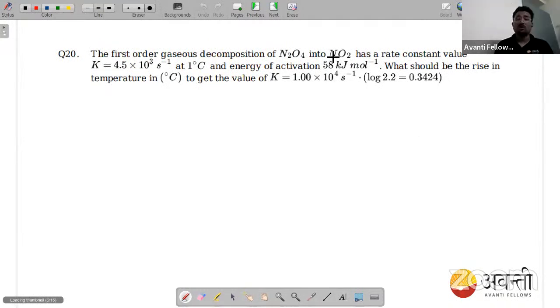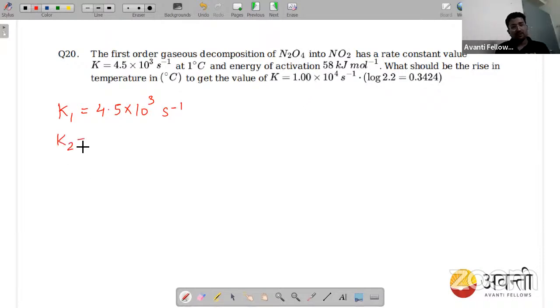This is the last question of our exam. So let's start. This question is saying the first order gaseous decomposition of N2O4 to NO2 has a rate constant value K equal to 4.5 into 10 to the power minus 3. So first write it as K1 equal to 4.5 into 10 to the power minus 3. Why are we writing K1? Because here it is given with 2 Ks. So first is K1 and second will be K2. K2 is 1 into 10 to the power 4 second inverse.